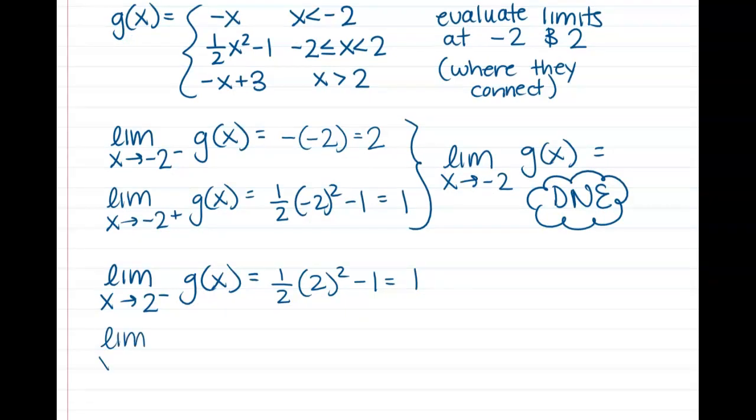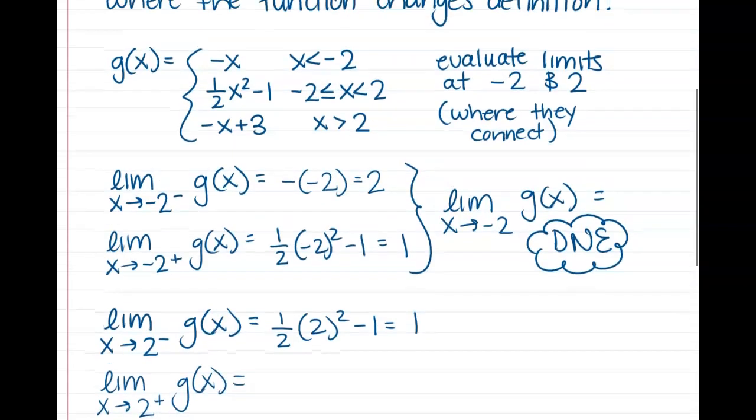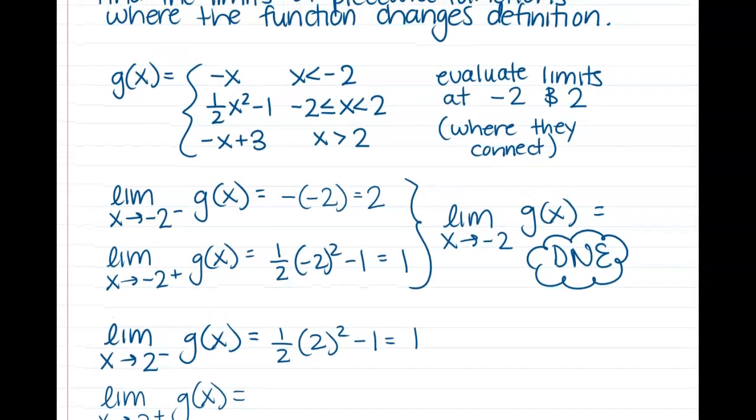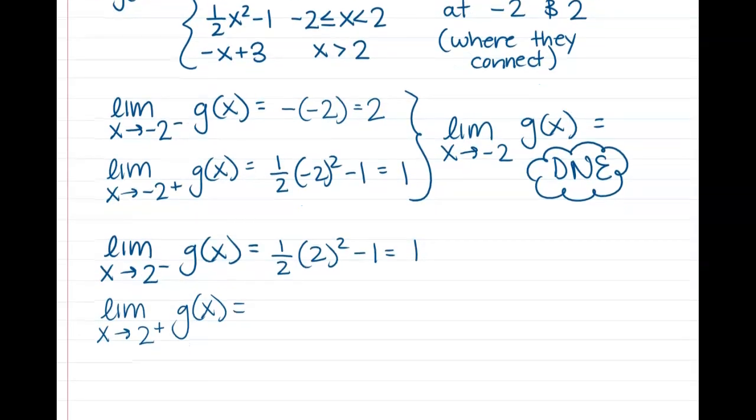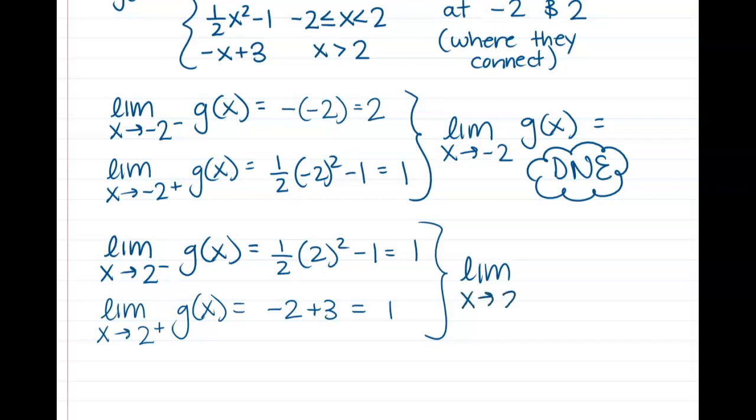The limit as x approaches 2 from the right of g of x is going to be greater than 2, but right next to it. So we'll use negative x plus 3. So -2 plus 3, which is 1. Since 1 is the same as 1, we have a limit that exists. So the limit as x approaches 2 of g of x equals 1.